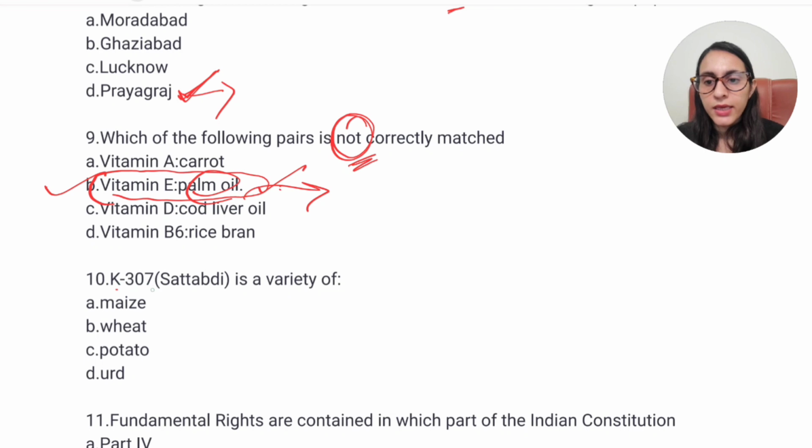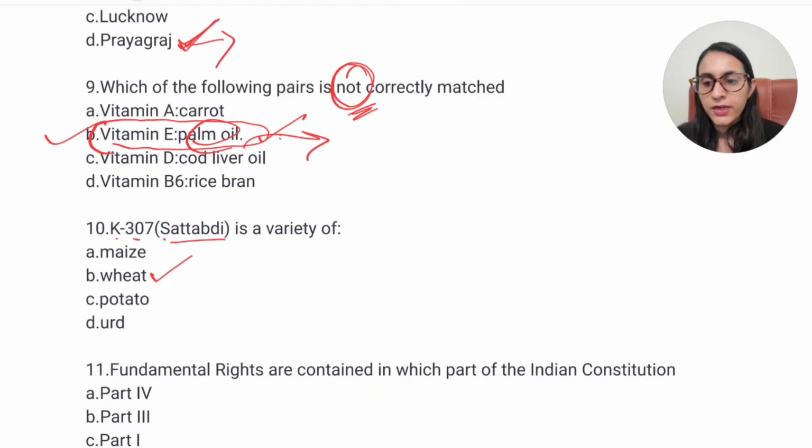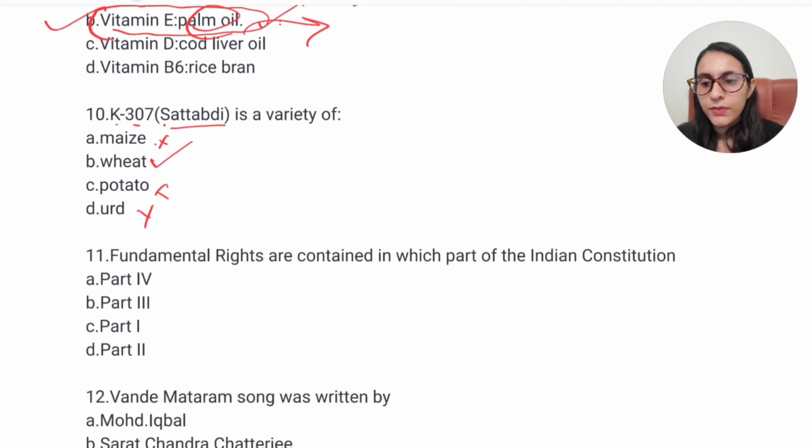The next question, K307, Satabdi is a variety of which? It is a variety of wheat. This means it is a specific type of strain of wheat that is used for the cultivation by farmers. So if you see option A, maize, it is not a variety of maize, it is not related to potatoes, and it is not a legume, which is urad dal.